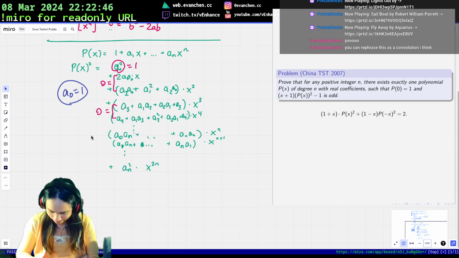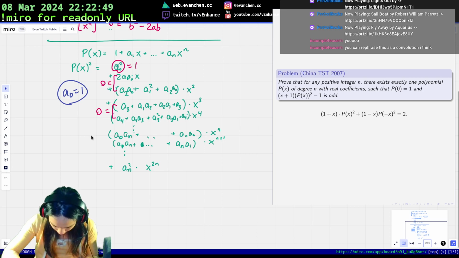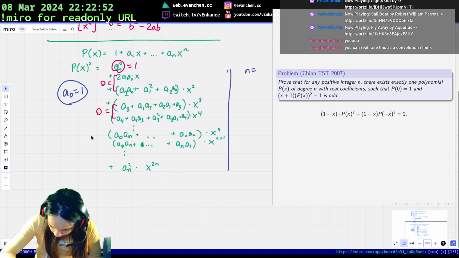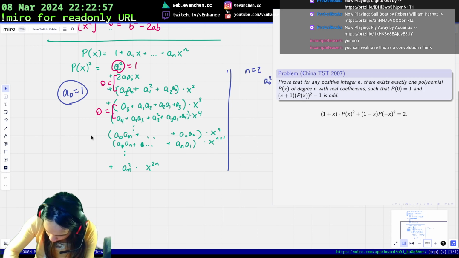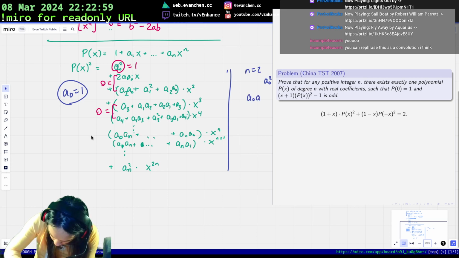Okay, this is a lot of equations. So I'm going to write down the n equals 2 case first. In the n equals 2 case, what's happening is a0 squared equals 1. In fact, we're promised a0 equals 1, so it doesn't really matter. And then the top level says a1 a2 plus a2 a1 plus a2 squared is equal to 0.